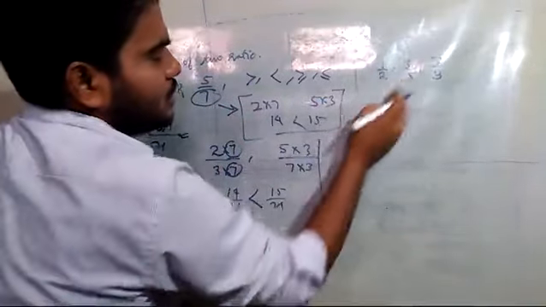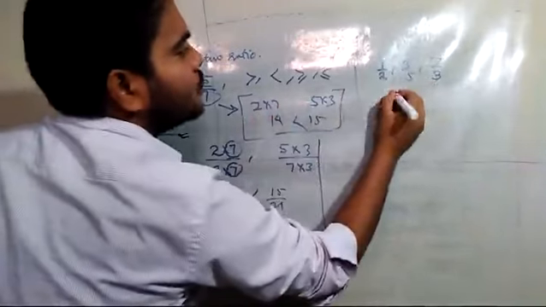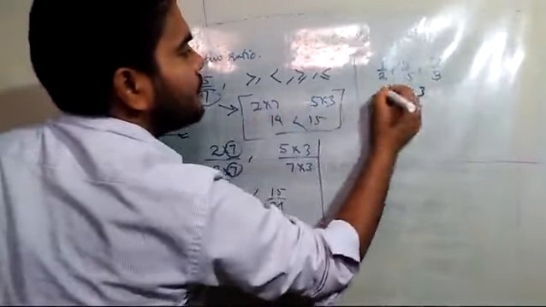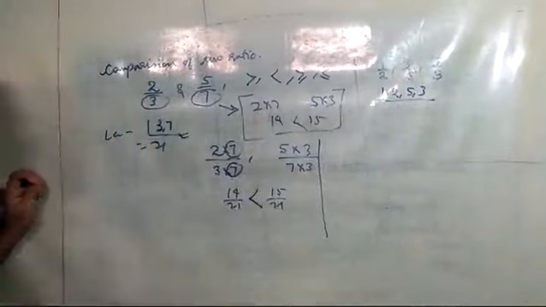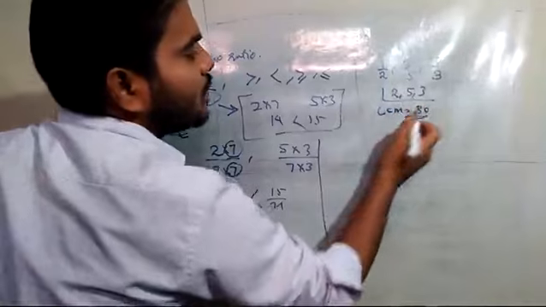You can use this method, but it will be time-consuming. Instead of that, you take out the LCM of 2, 5, 3. So the LCM of these three will be equal to 30. I hope you all can find it out.